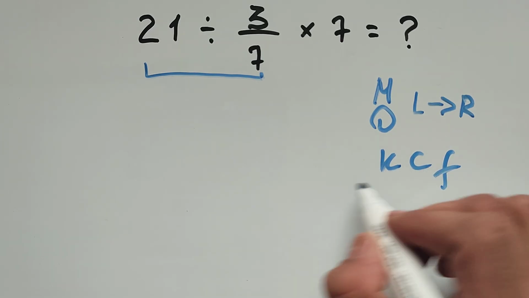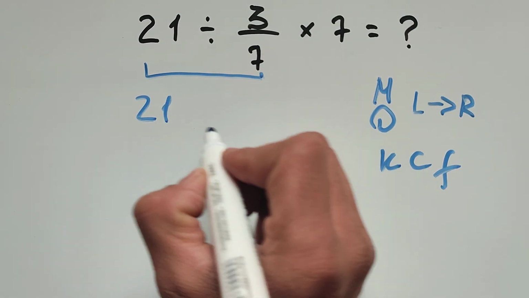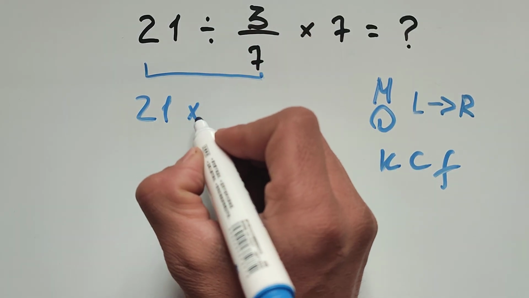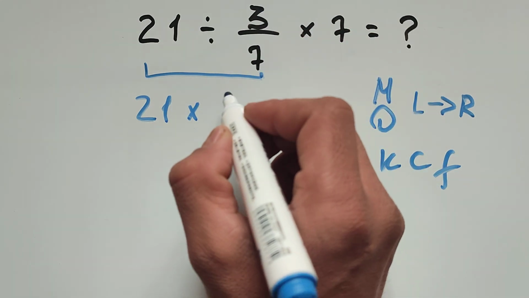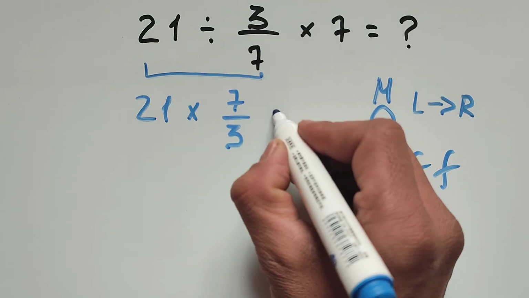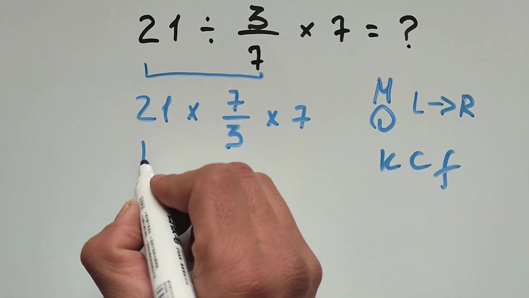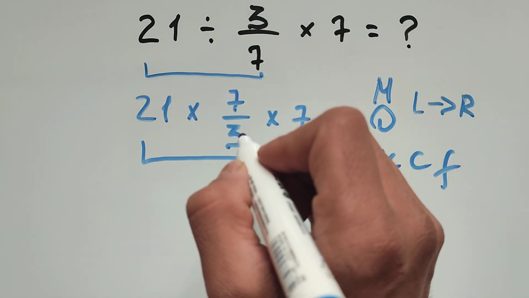And according to this rule, first we have to keep 21, and we have to change division to multiplication, and we have to flip 3 over 7, and when we flip it, it equals 7 over 3 multiplied by 7. And here first we do this 21 multiplied by 7 over 3.